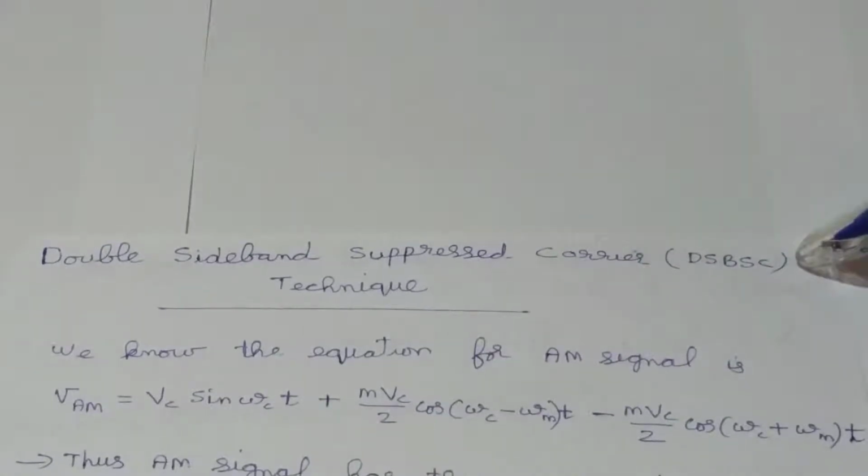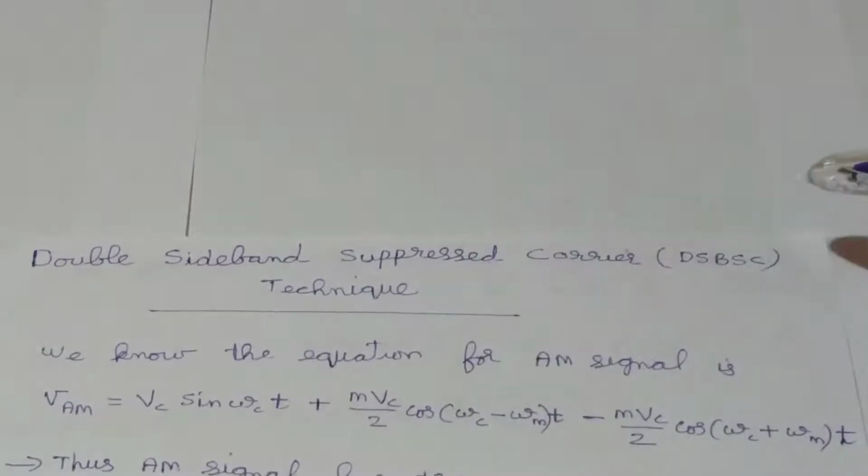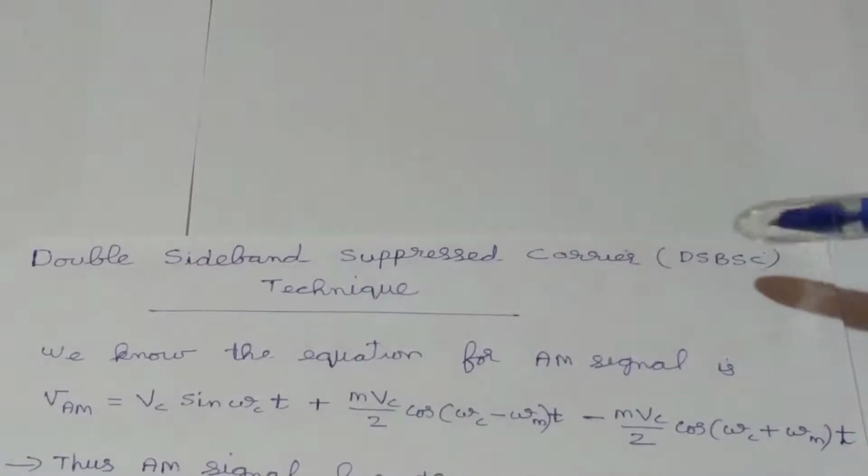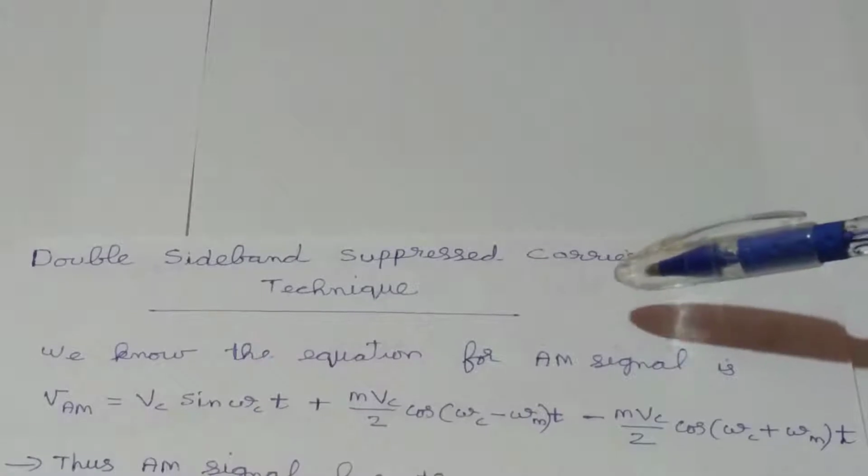So in this class we are going to study the concept of double sideband suppressed carrier technique, and then we will study the frequency spectrum, time domain representation and power relations in the case of a double sideband suppressed carrier wave. Let's now consider this double sideband suppressed carrier technique in detail.